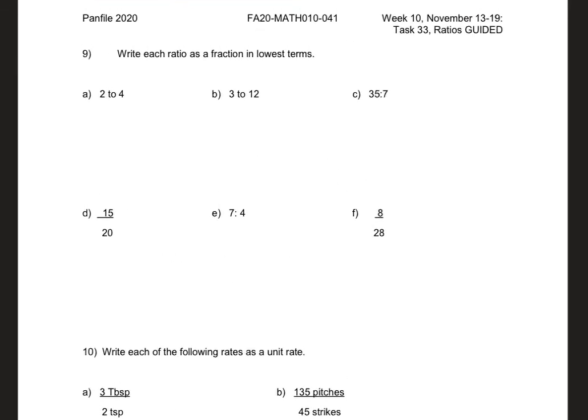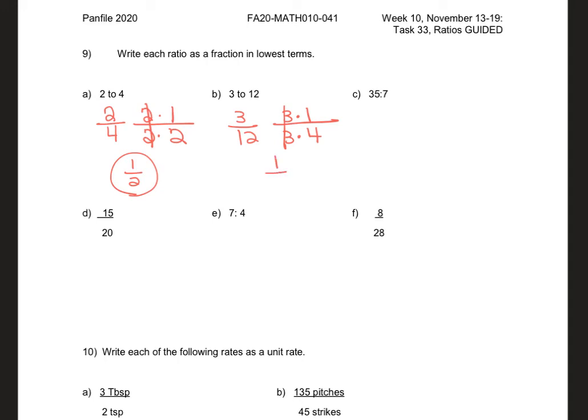So writing our ratio in lowest terms. So 2 to 4. We're going to write it as a fraction, and then we're going to simplify. So I can write 2 as 2 times 1. I can write 4 as 2 times 2. I'm going to get rid of the 2's, and I have 1 over 2. 3 to 12. I can write 3 as 3 times 1. I can write 12 as 3 times 4. I get rid of the 3's, and I am done with 1 over 4.